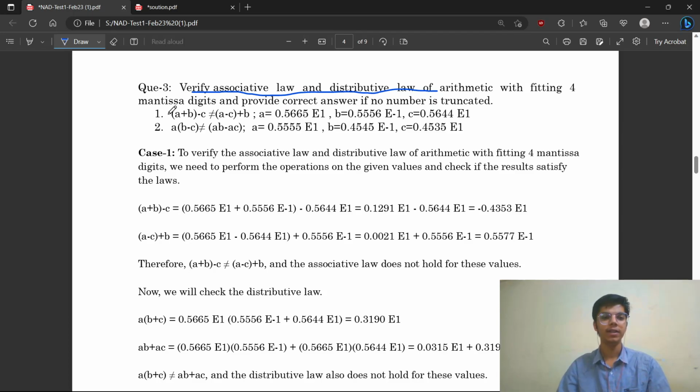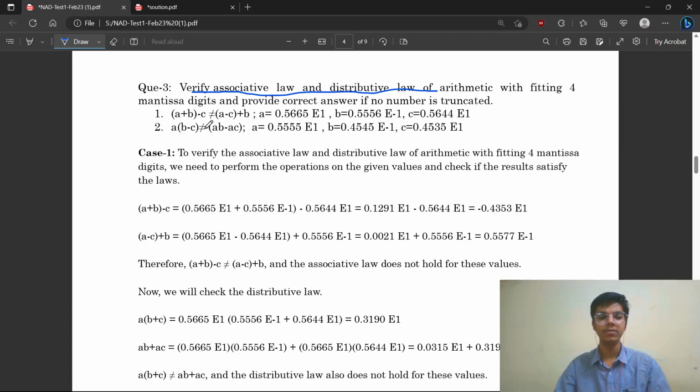The question given here is: verify the associative law and distributive law of arithmetic with four-digit floating point numbers and provide the correct answer if no number is truncated. So basically we have to verify whether these four-digit floating point numbers, in the first question a is equal to 0.5665 e to the power 1, b is equal to 0.5556 e to the power minus 1, and c is equal to 0.5644 e to the power 1, follow the associative law or distributive law.